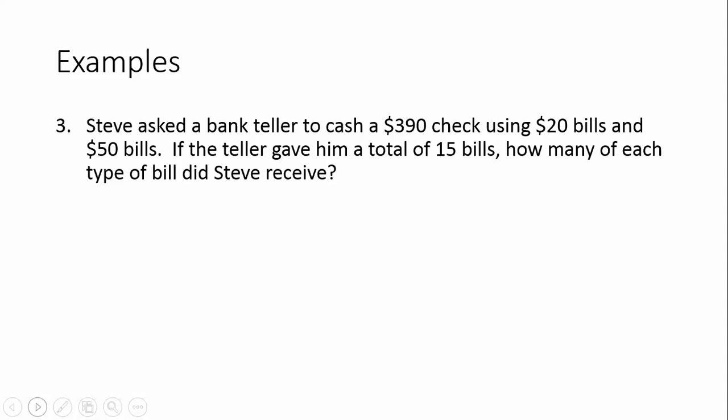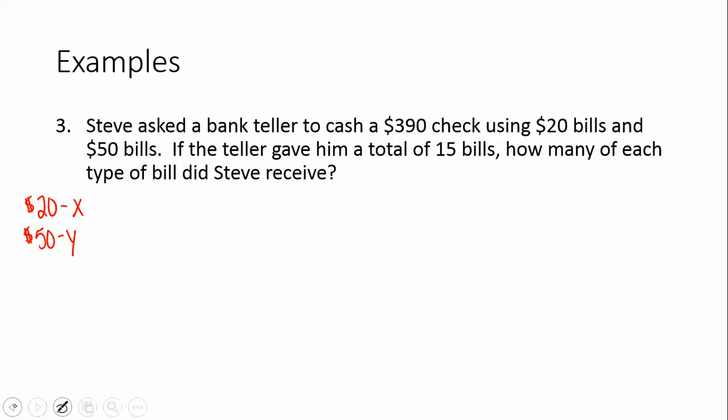So the question is, what are we talking about? And we can go to the question in the problem to answer that. It says how many of each type of bill. So we're talking about $20 bills. That's going to be my X. And we're talking about $50 bills. That's going to be my Y. And this is the number of bills.